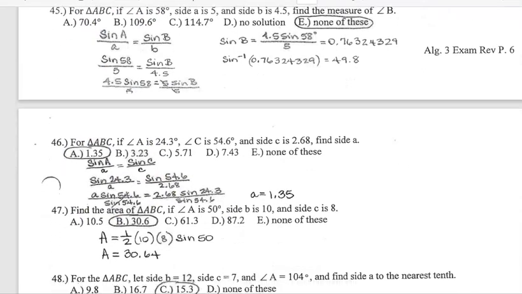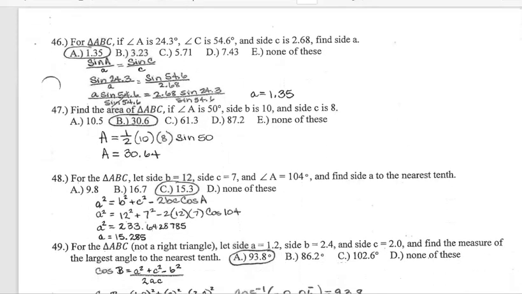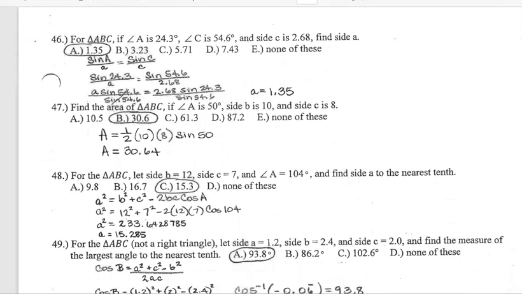Then for number 46, we also have a pair. If you'll notice, it says for triangle ABC, angle A is 24.3, angle C is 54.6, and side C is 2.68. And I'm trying to find side A. So again, I'm going to do the same thing. I'm going to set my A's equal to my C's, plug in the three values that I know, cross multiply, so sine 24 times 2.68 is equal to A times sine 54.6.